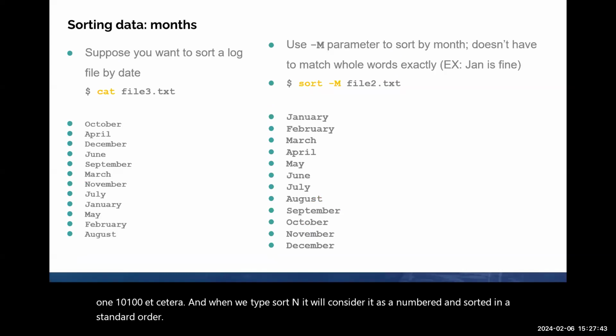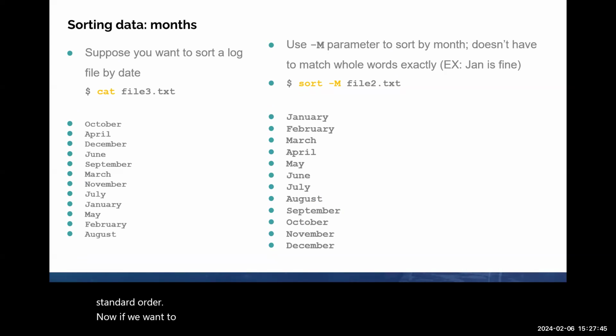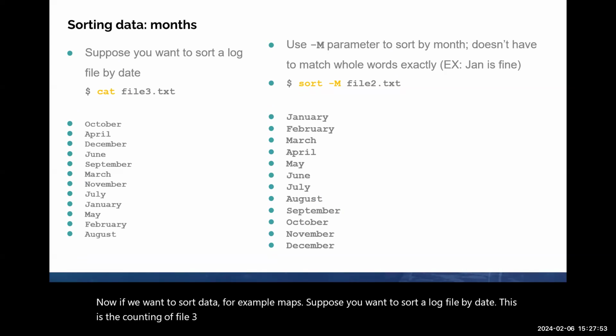Now, if you want to sort data, for example, months, suppose you want to sort a log file by date. This is the content of file 3, and if you want to sort it by date, we can use the -M. So when we are sorting, we can have January, February, March, April, May, June, etc.